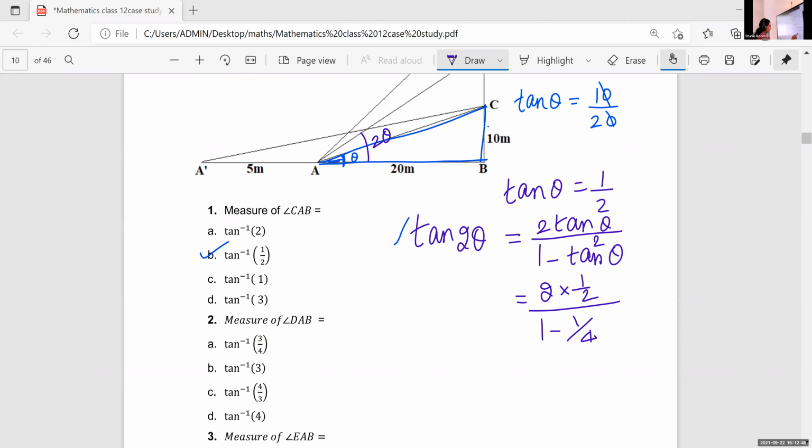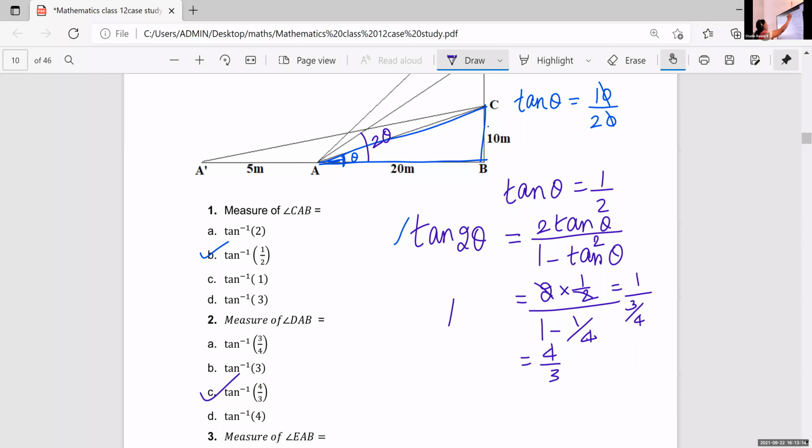So here 2 will get cancelled. If you take the LCM, 4 minus 1, so we get 1 by 3 by 4, which will be the same as 4 by 3. So 2 theta will be tan inverse of 4 by 3. Second one, it will be tan inverse of 4 by 3.